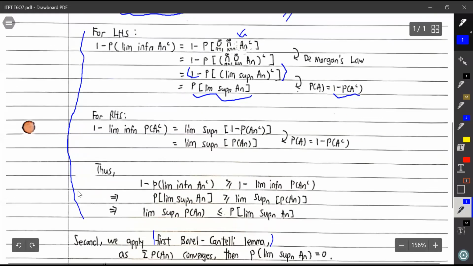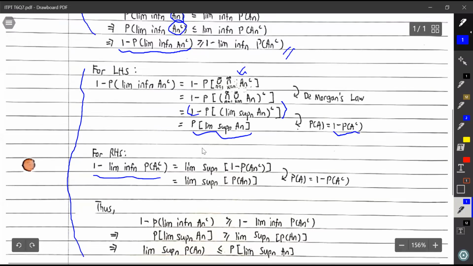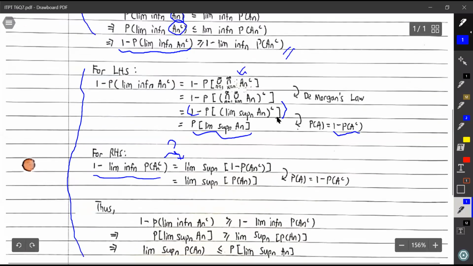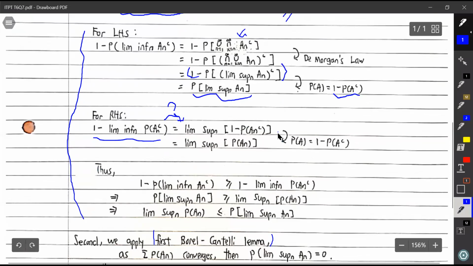And then for the right-hand side, to be honest, from this step to this step, I personally don't know how it works. I just searched it from the internet, so it says like this. And then for the second step to this result, we still apply P(A) equal to 1 minus P(A^c).